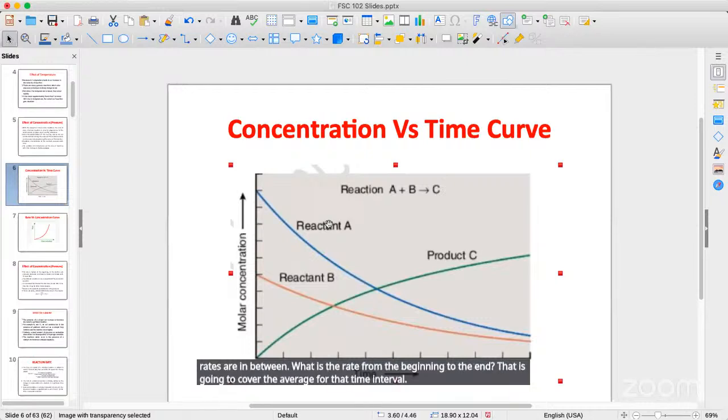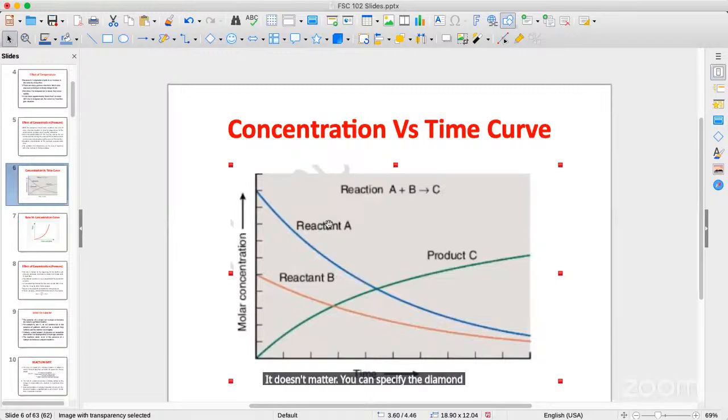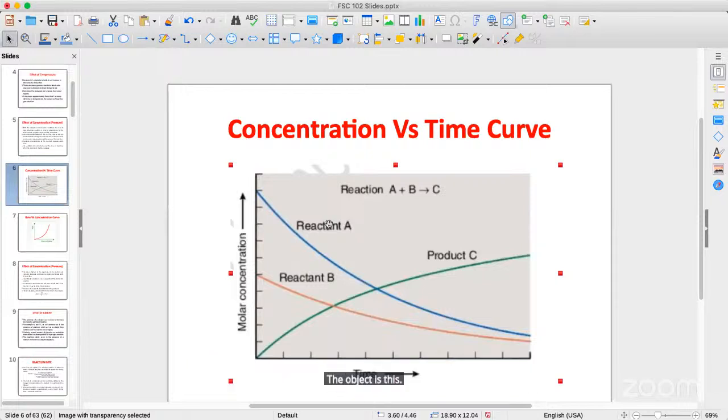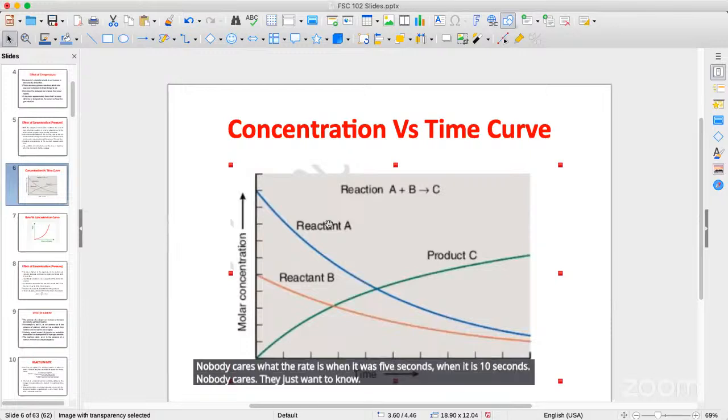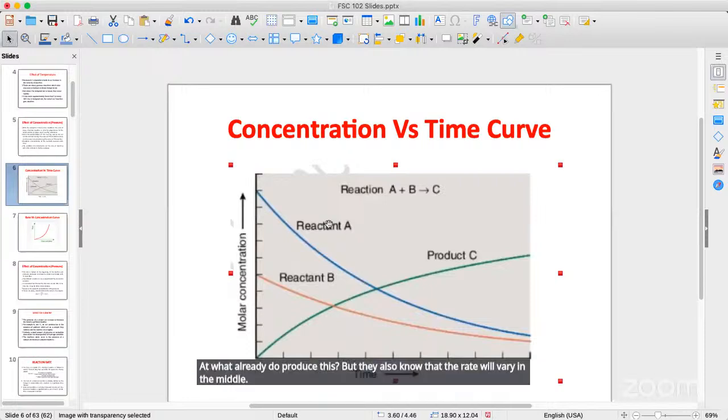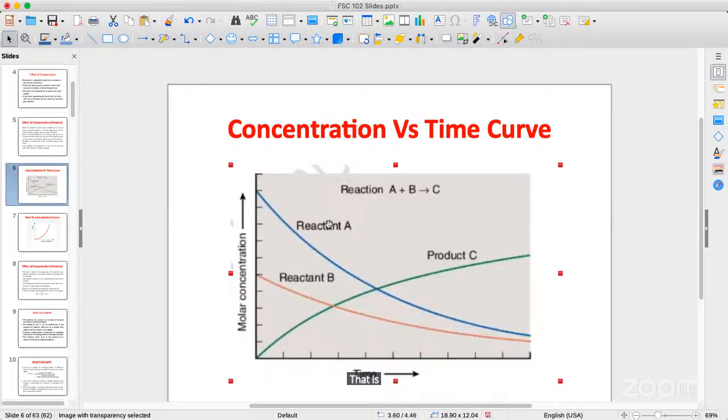That is going to cover the average for that time interval. You can specify the time interval. From 0 to 15 seconds, the average rate is this. From 0 to so-and-so, the average rate is this. Nobody cares what the rate was at 5 seconds or at 10 seconds. They just want to know, at what rate did you produce this? But they also know that the rate will vary in the middle. That is what we mean when we say an average rate.